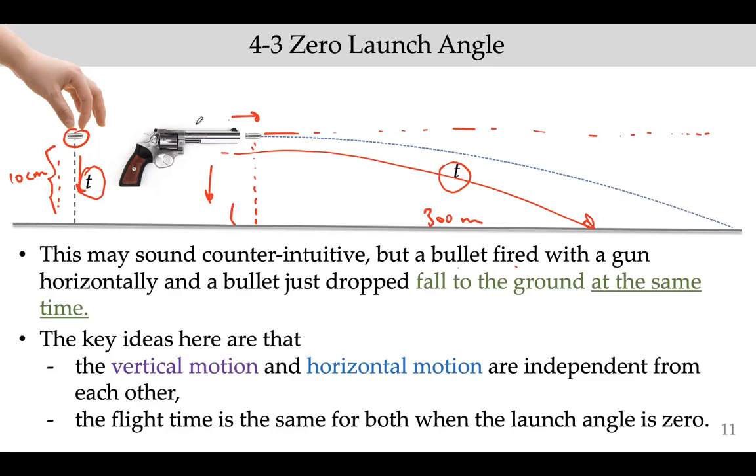0. So if you have a launch angle 0, like this, then the flight time for both of them, when you release this, if you throw this down, it will be different. But if you release that, then the flight time for both of them will be the same. So it will fall down, they both will hit the ground at the same time.